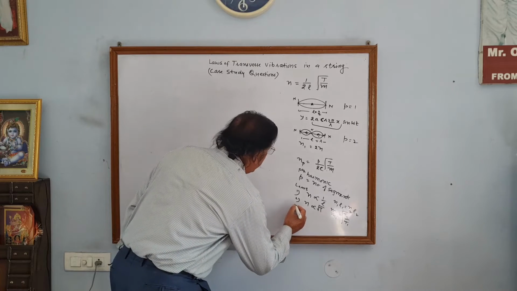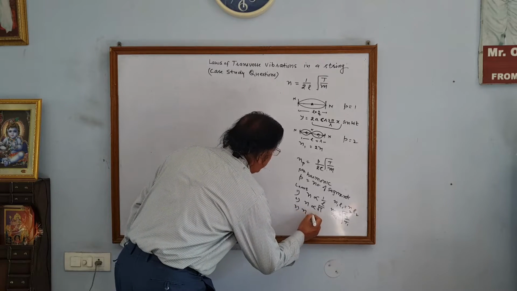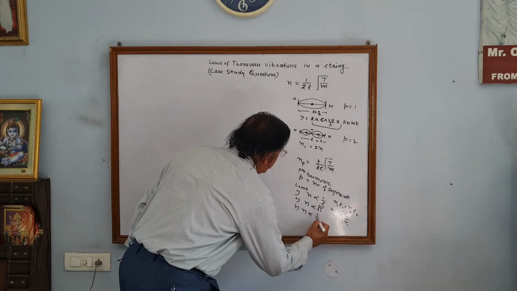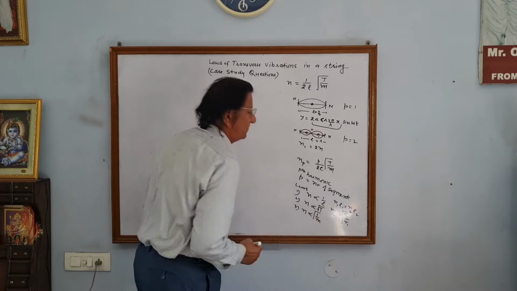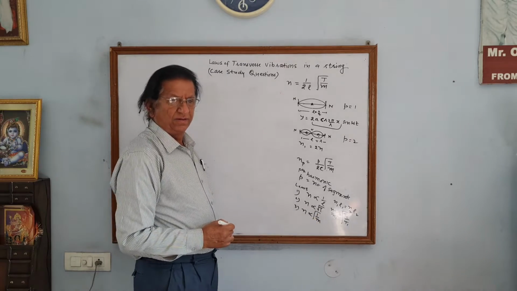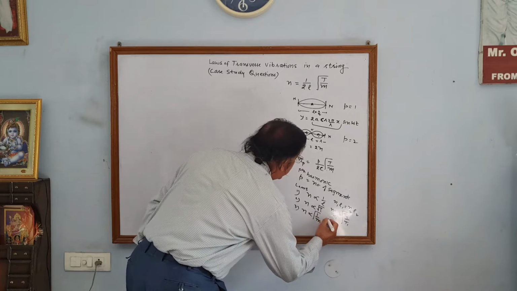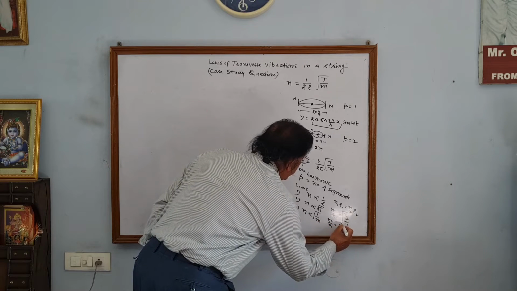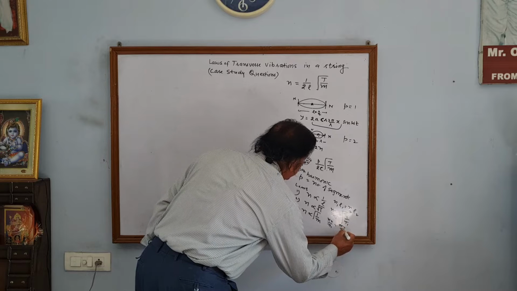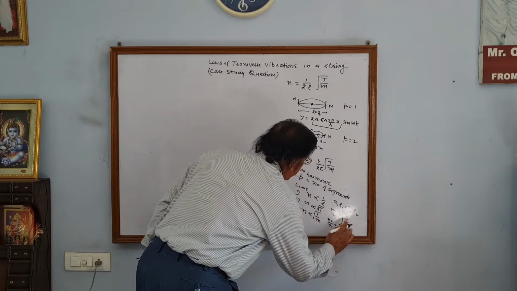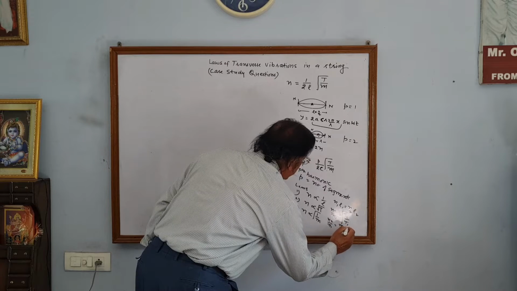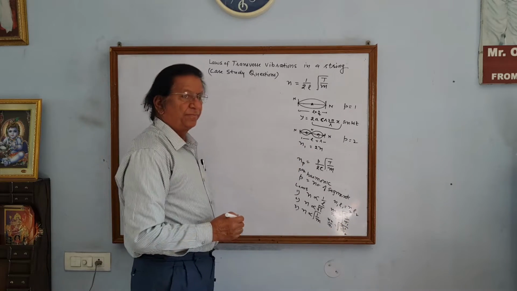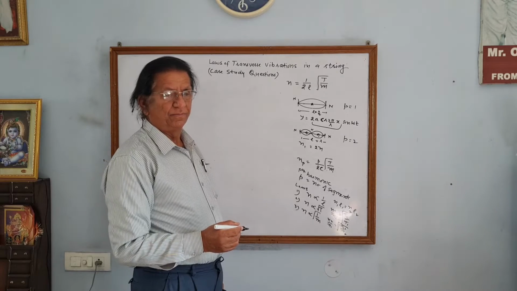The third was the law of linear mass density. Fundamental frequency is inversely proportional to the square root of linear mass density. N2 by N1 will be equal to under root M1 by M2. Clear?